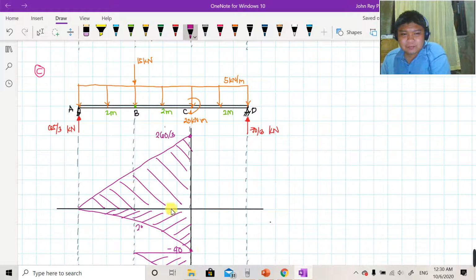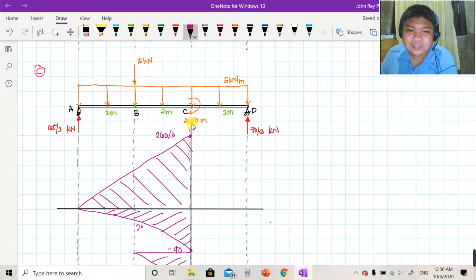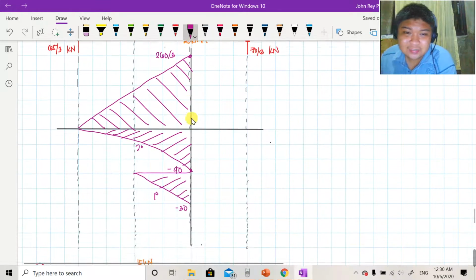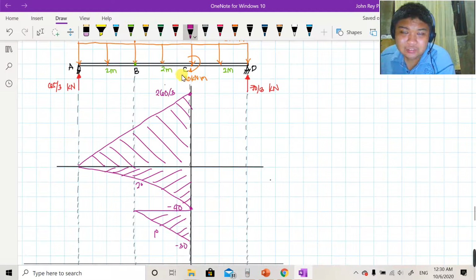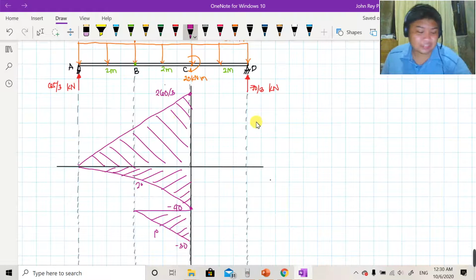And okay, so tapos na tayo sa mga load sa kaliwa. Sa kanan naman na tayo. Well, of course, class, since point C na ang kino-consider na natin, malamang wala nang effect itong moment. Kasi yung moment is directly acting at point C. So, ganun lang naman yun, diba?